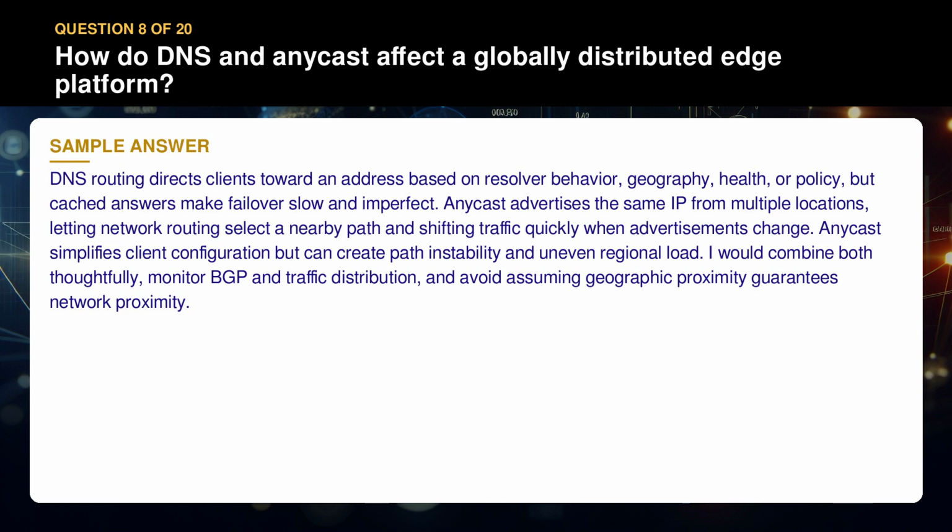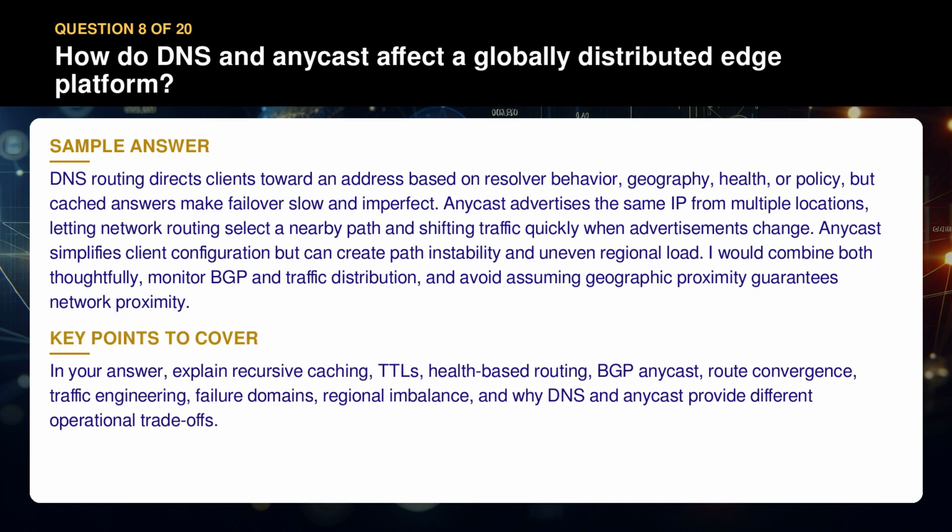Anycast simplifies client configuration but can create path instability and uneven regional load. I would combine both thoughtfully, monitor BGP and traffic distribution, and avoid assuming geographic proximity guarantees network proximity. In your answer, explain recursive caching, TTLs, health-based routing, BGP anycast, route convergence, traffic engineering, failure domains, regional imbalance, and why DNS and anycast provide different operational trade-offs.